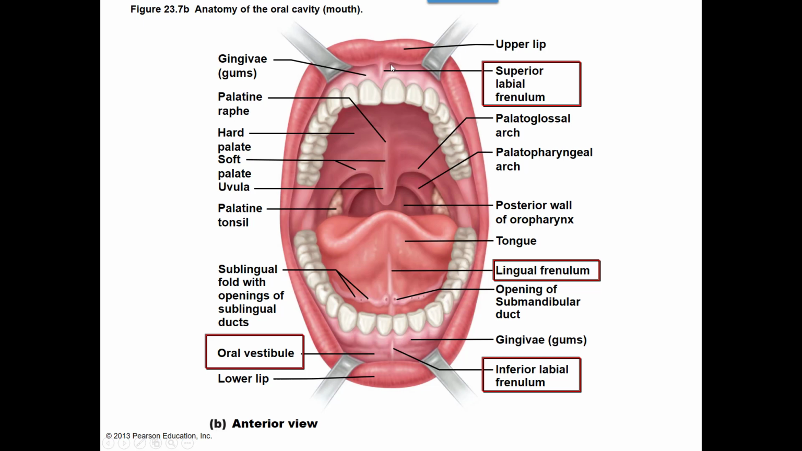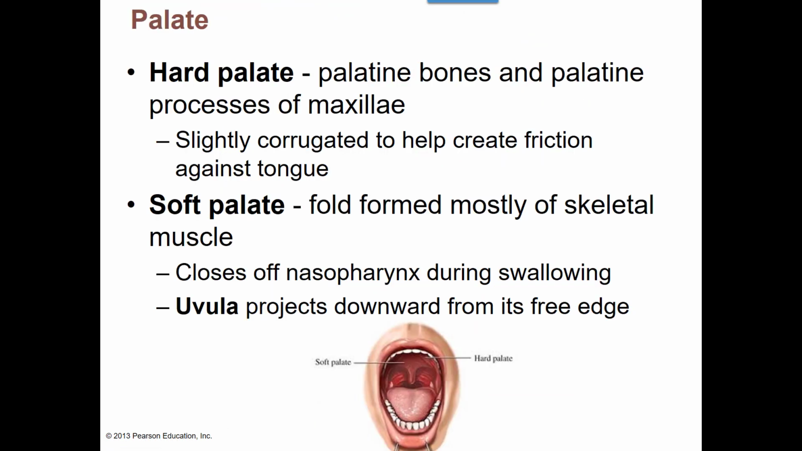Now, also inside your mouth, we have what's known as the hard palate and the soft palate. The hard palate is made of bones, one of them being the palatine bones, as well as part of the palatine processes of the maxillary bone. It's the hard bone right at the roof of your mouth. It is slightly bumpy, and it helps create friction when your tongue pushes food up against it. So if you put a finger and touch the top of your mouth, you're going to feel it bumpy. That's your hard palate. It helps create friction to smush food against it, to break it apart a little bit.